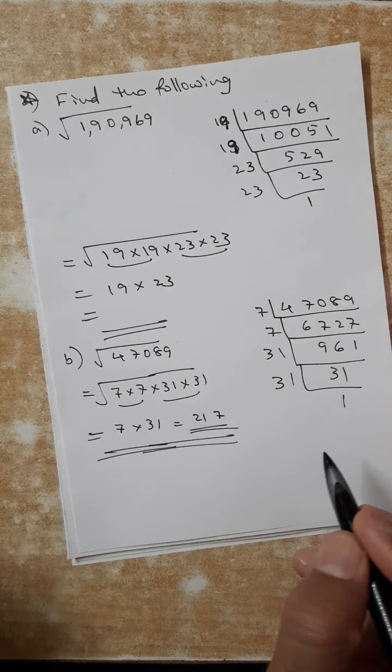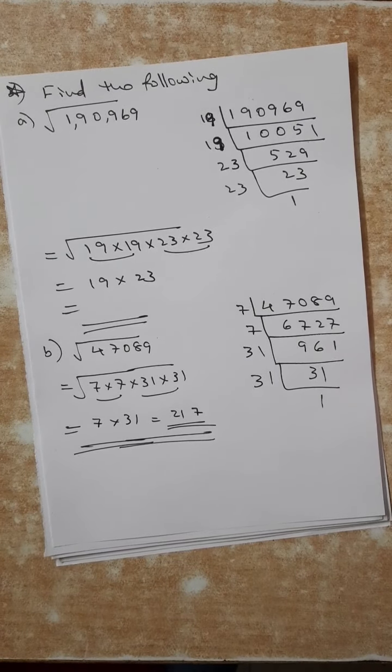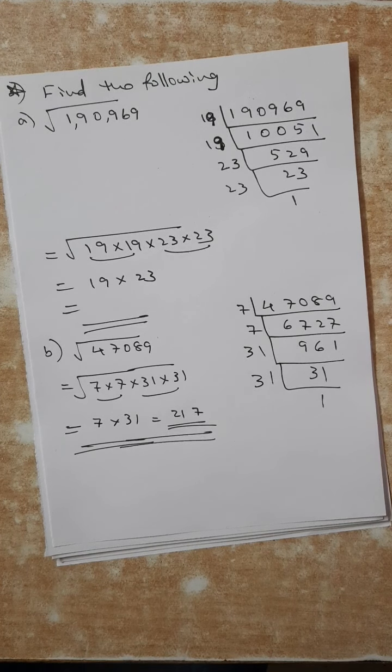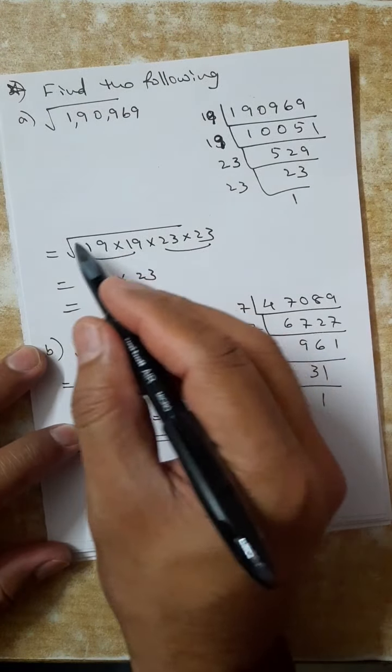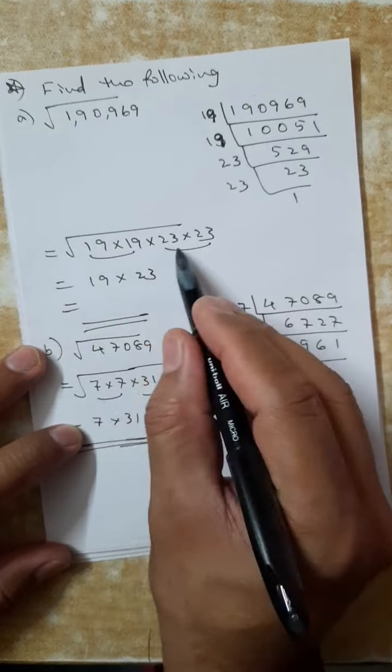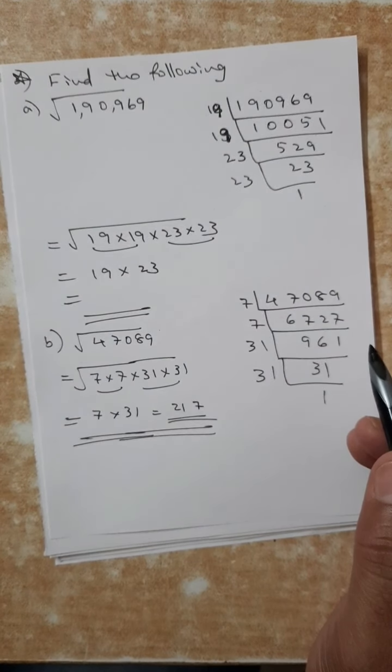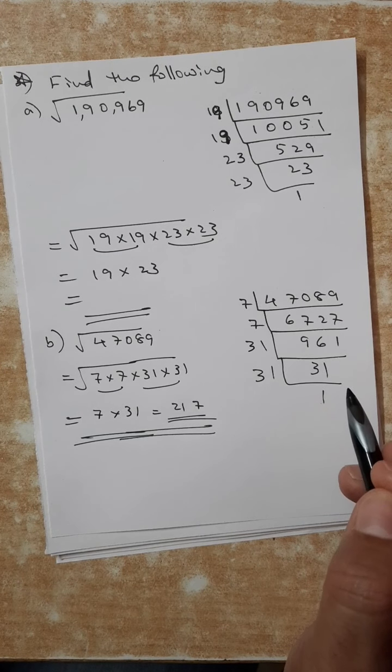So this is the process for finding the square root. If you are thorough with prime factorization, there is nothing new here. The only new thing is making a pair and then selecting one number. That is the process. Hope it is clear.